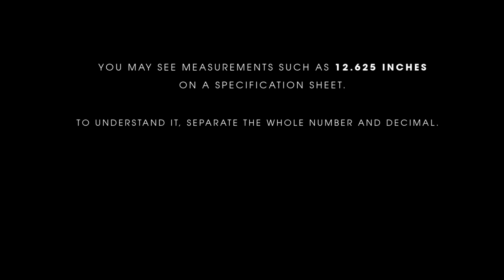Let's see an example. You may see measurements such as 12.625 inches on a specification sheet. To understand it, separate the whole number and the decimal. That is 12 and 0.625 inch. That means 12 and 5/8 inches. So you can see such measurements and calculations while handling patterns and specification sheets.